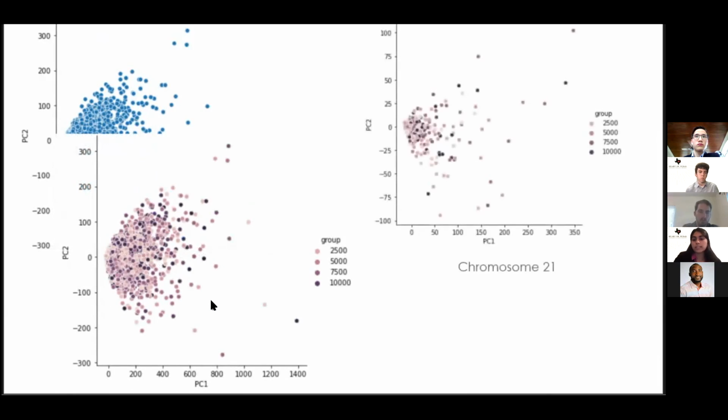So we tried to isolate our data using specific chromosomes. This graph right here is the PCA data for specifically chromosome 21. And we can see we still have that trend of having a dense area towards the left, but it's easier to visualize the data if we isolate it by the chromosomes that it is a part of.